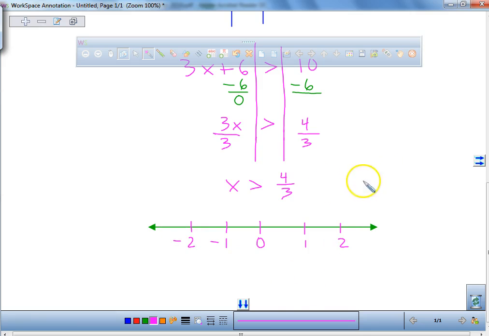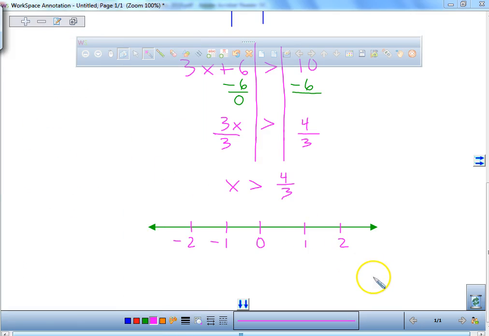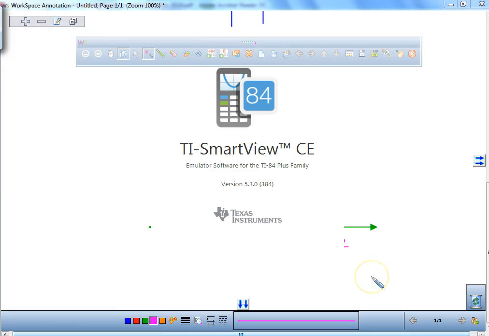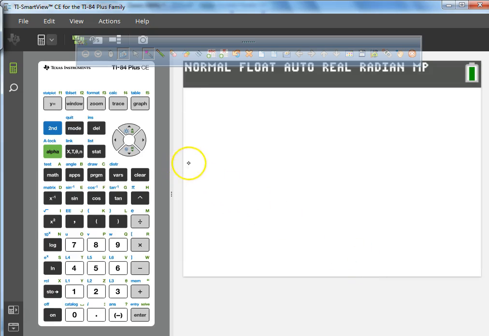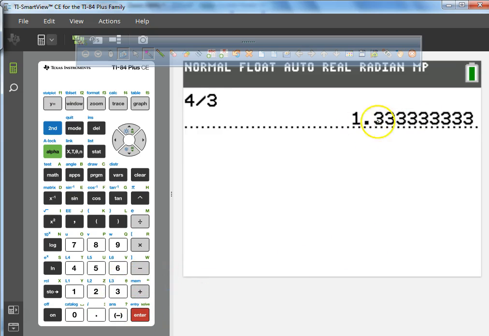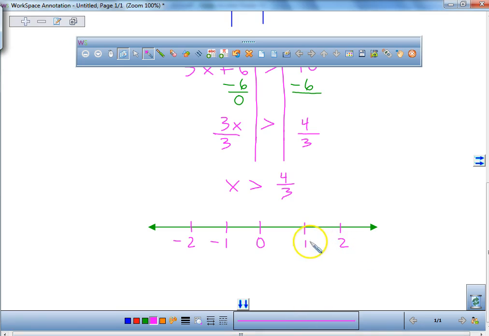Now in your calculator, I'll go ahead and turn the calculator on. In your calculator, if you do 4 divided by 3, you'll see it's 1.3 repeating. So that's about where it is. So where is 1.3 in our graph? Would you guys say it's right about in this area right here?